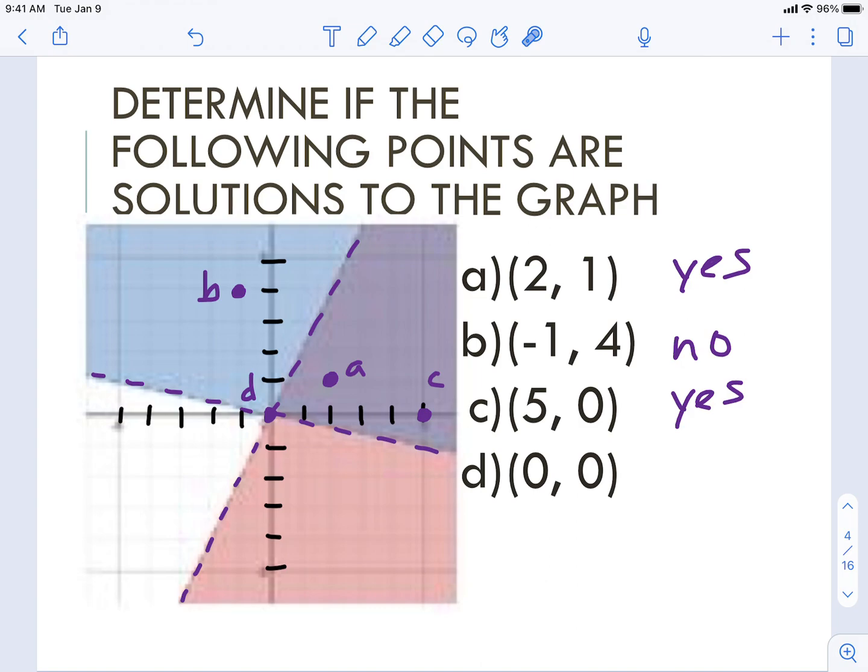It depends on whether or not, because it's on the lines, right? If this were a solid line, it would be a yes, but these are dotted lines, which means any points on that line are not part of the solution set, so this one is a no.